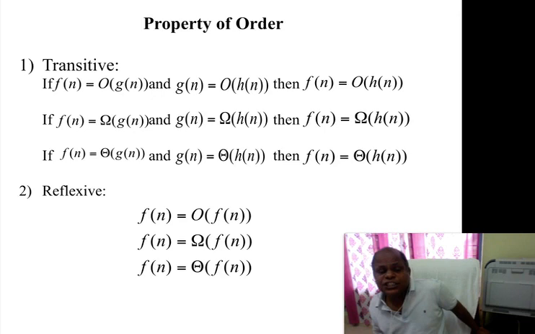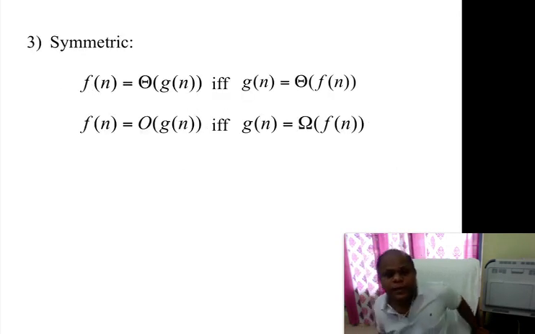That means the order functions follow the transitive property, and the order functions follow the reflexive property. That means f(n) is equal to big O of f(n). Any function gives the upper bound to itself. Any function also provides the lower bound to itself. Any function also provides the tight bound to itself. This is the reflexive property.